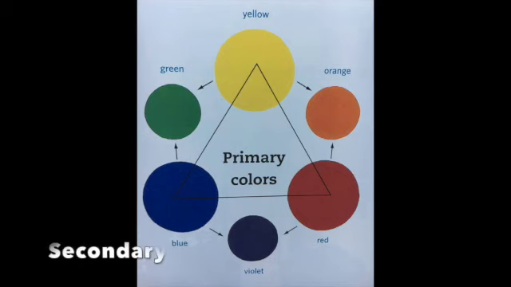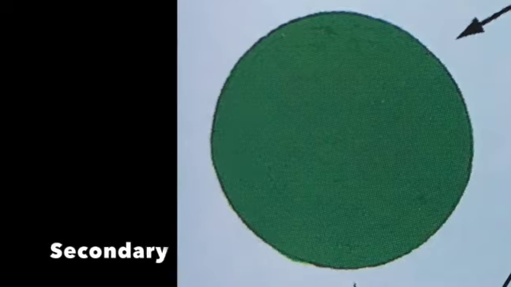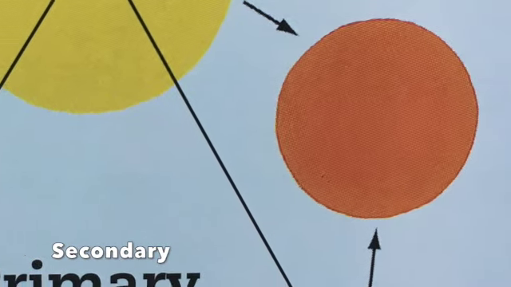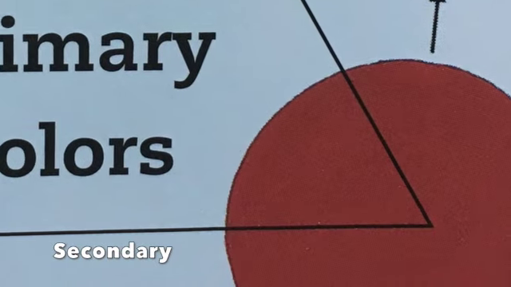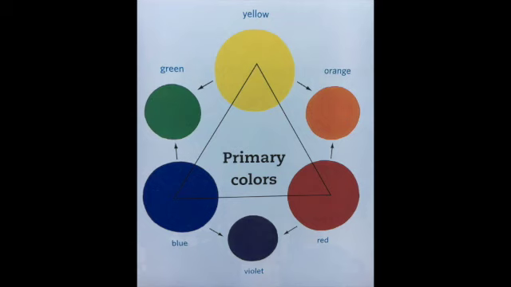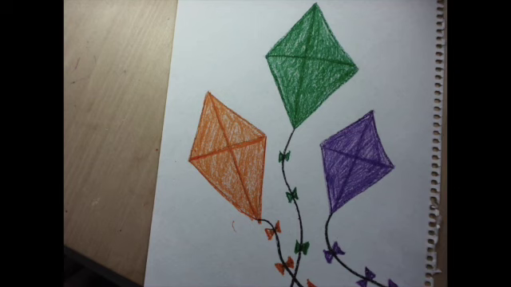Now we're moving on to secondary colors. Secondary colors are green, orange, and purple. Sometimes they call it violet. So if you haven't guessed, the second half of the lesson is all about secondary colors. So it's very similar to the first part of the lesson, but instead of balloons, we're doing kites. And instead of primary colors, we're doing secondary colors, which are orange, green, and purple.